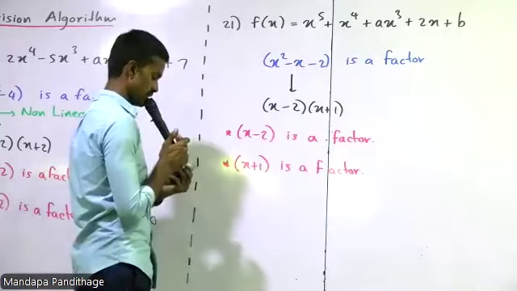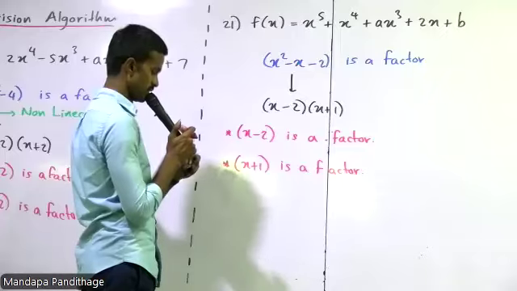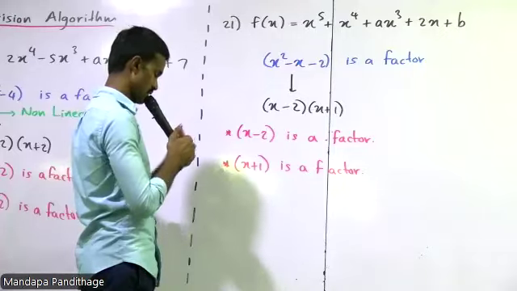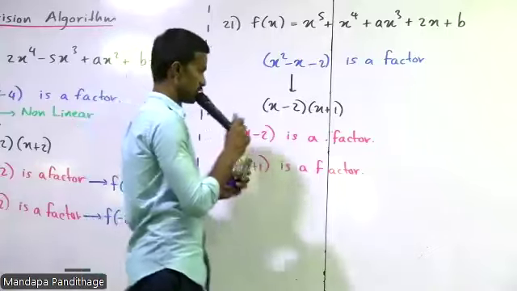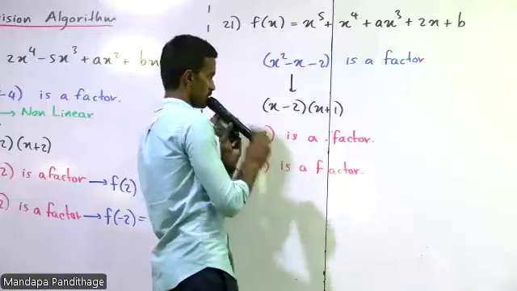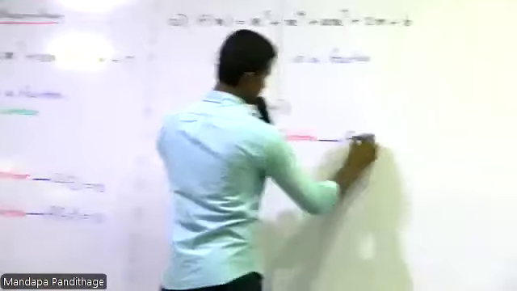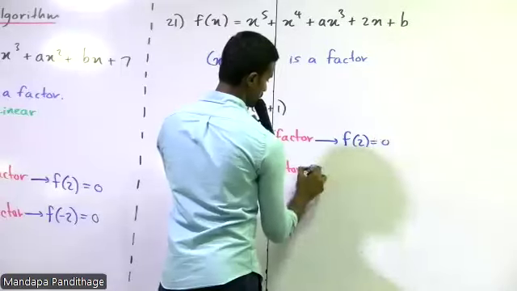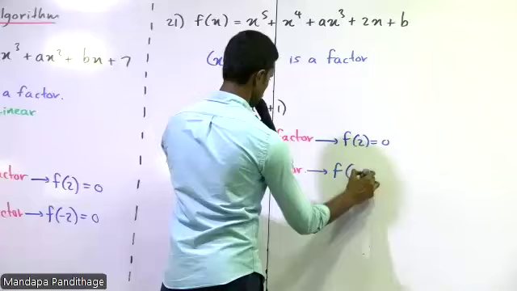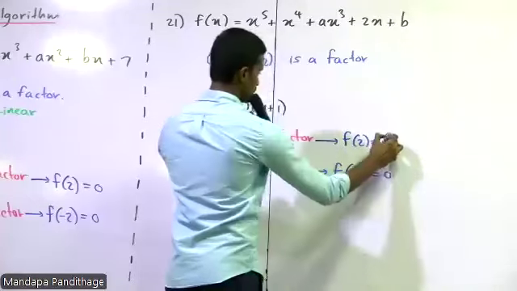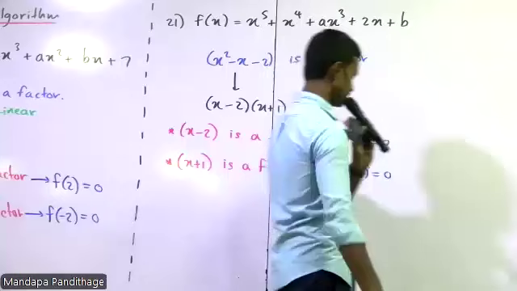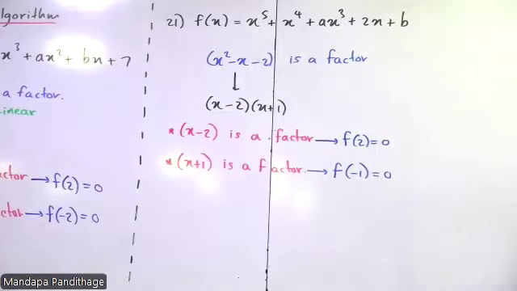Okay, you can separately say that x minus 2 is a factor. Then from here, f(2) is equal to 0 and f(-1) is equal to 0. To do the simplification, I won't be simplifying this. I'll just give you the answers. I need everyone to take those answers.